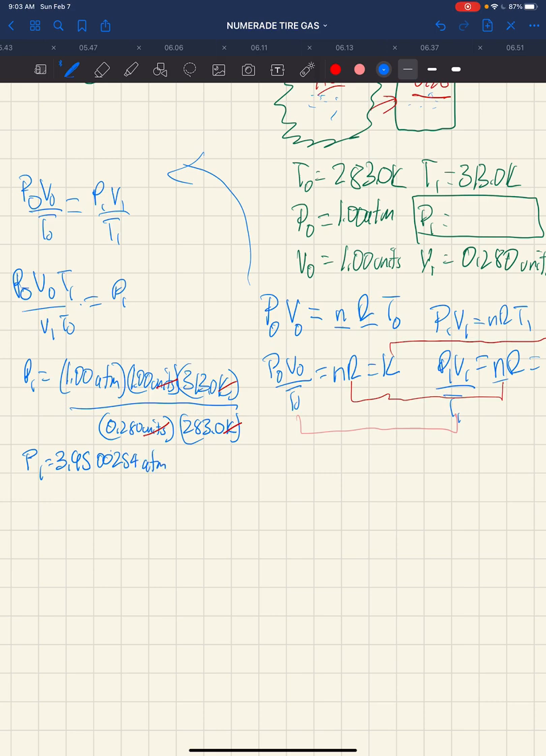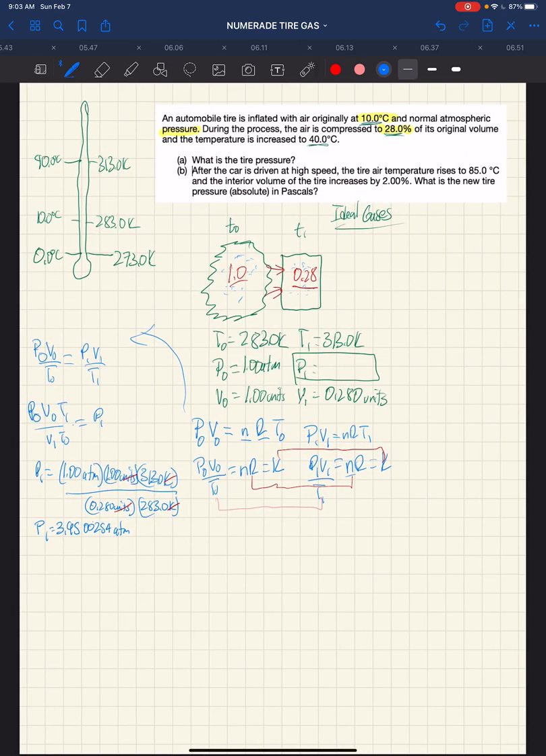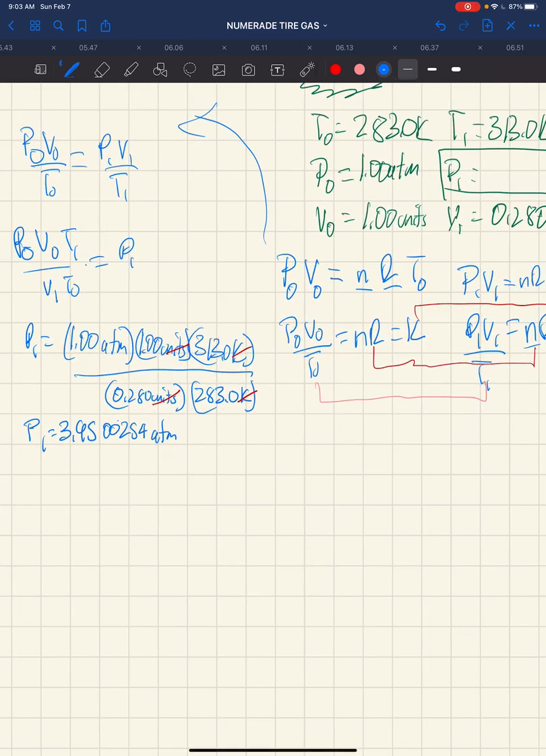So then the question becomes, how many significant digits do we use? The primary data we're given comes with 3 significant digits. So in the end, we report only 3 significant digits. So P1 is 3.95 atmospheres.